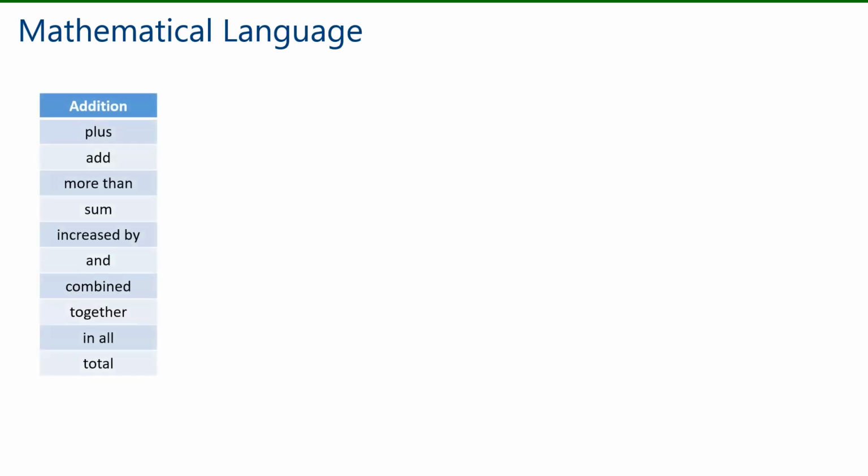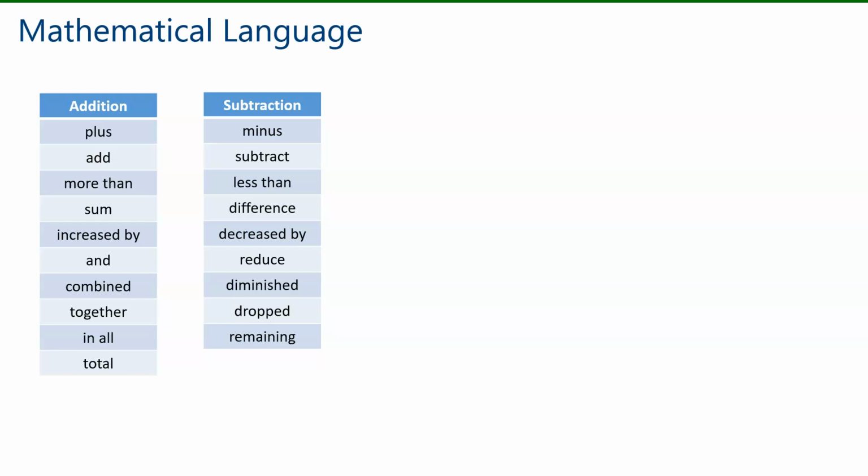The tables have been arranged according to the four main operations: addition, subtraction, multiplication, and division. And we look at a few words or expressions that can be used for the concept of equality. So for addition, we have words like plus, add, more than, sum, increased by, and, combined, together, in all, total. For subtraction: minus, subtract, less than, difference, decreased by, reduce, diminished, dropped, remaining.